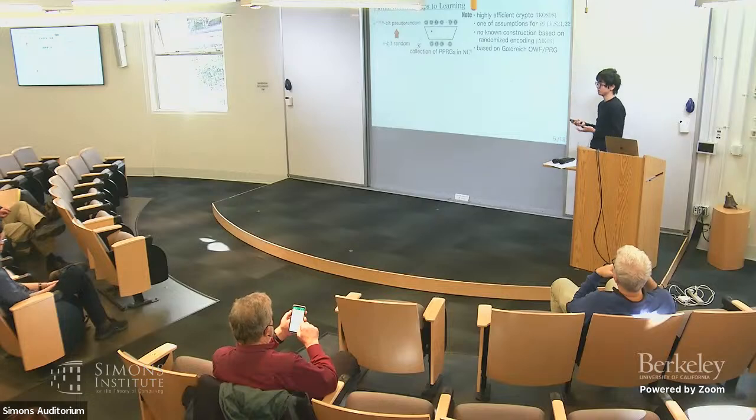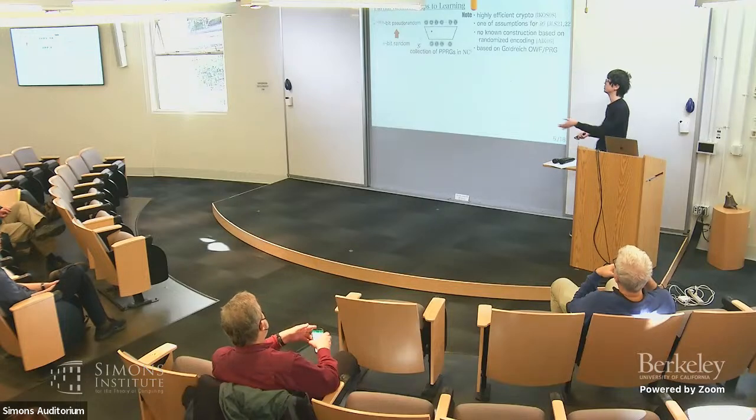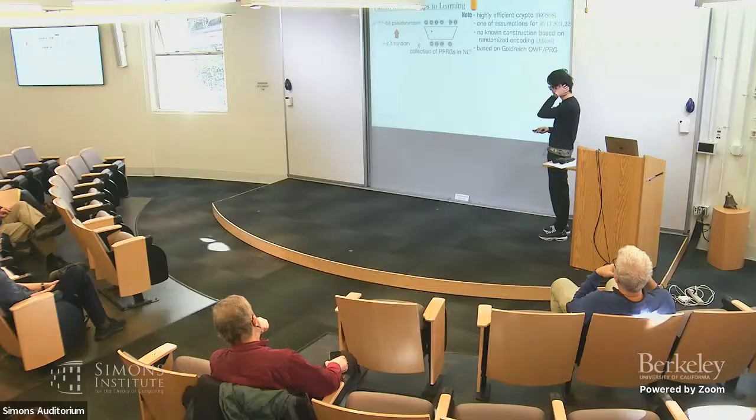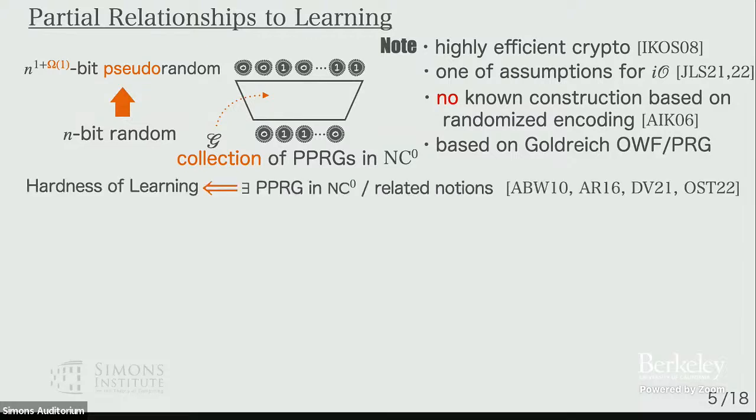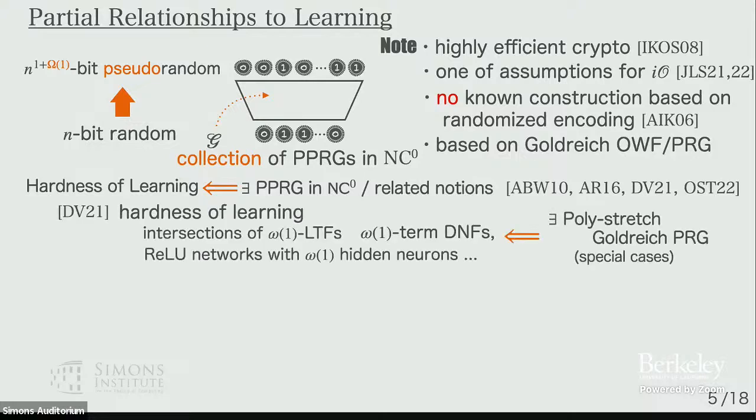Let's go back to the topic about the relationships to learning. As far as I know, the previously known relationship between PPRG and NC0 and learning is only one direction. If we have PPRG in NC0 or some related notion, then we can show hardness of learning for a very simple class. For example, in the work by Daniel and Buddy, they show hardness of learning for several important classes based on the existence of poly-stretch pseudorandom generator.